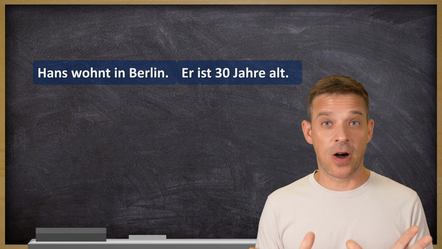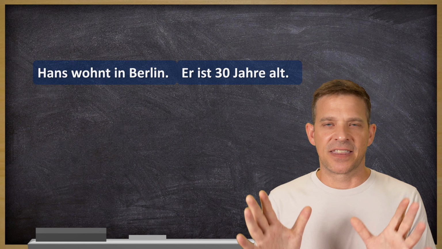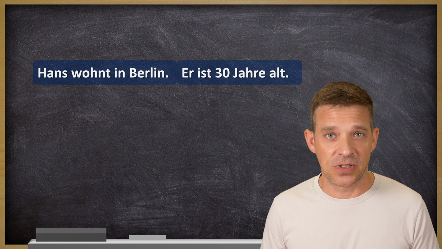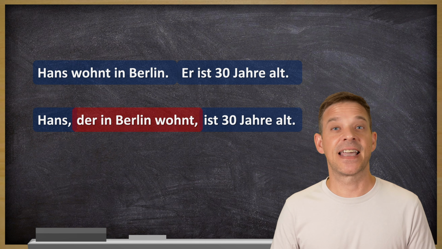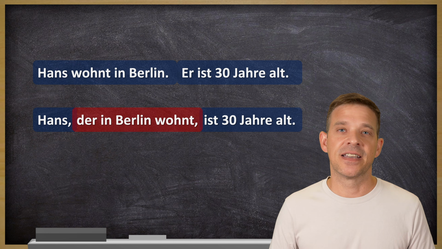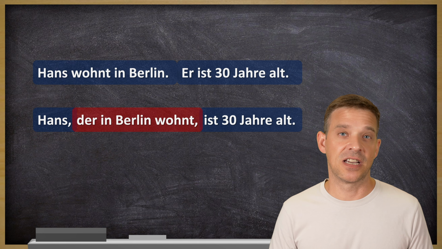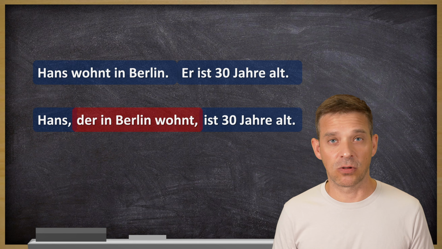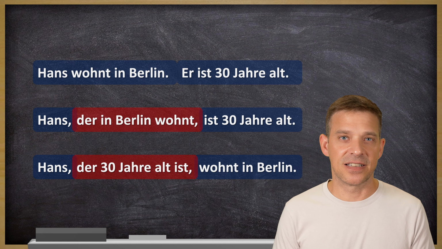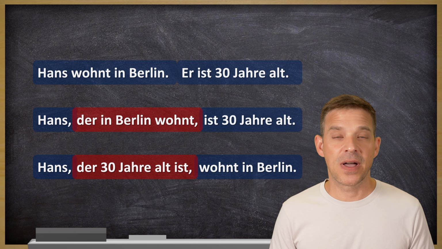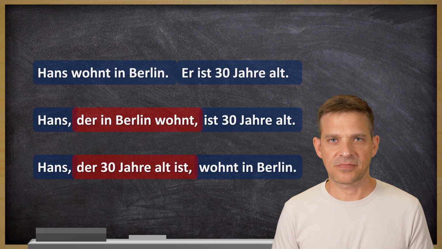This is great for A1, but for A2, B1 or especially even higher, there is a much nicer way to do this. By combining those sentences. Zum Beispiel, Hans, der in Berlin wohnt, ist 30 Jahre alt. Hans, who lives in Berlin, is 30 years old. Or you can also say, Hans, der 30 Jahre alt ist, wohnt in Berlin. Hans, who is 30 years old, lives in Berlin.